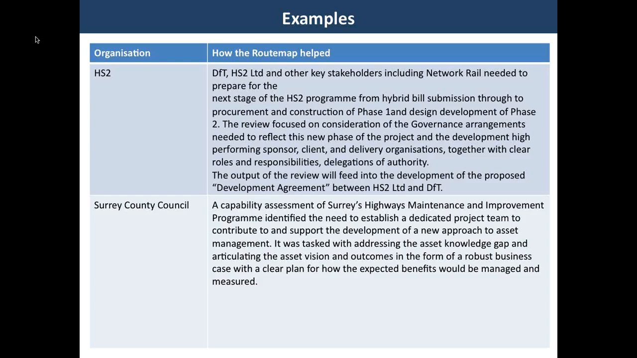If we look at an application to a capital delivery program, in the route map application with Surrey County Council, the route map identified the need to establish a dedicated project team for their highways maintenance and improvement program. And this team was tasked with addressing the asset knowledge gap and articulating the outcomes in the form of a robust business case with a clear plan for how the expected benefits would be managed and measured.